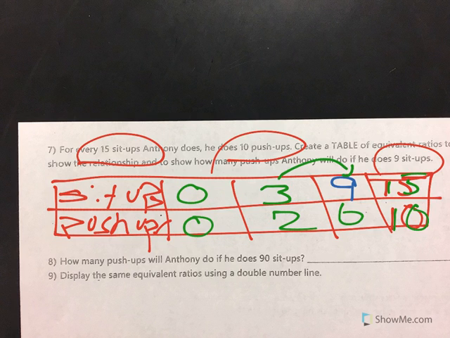Number 8 says, how many push-ups will he do if he does 90 sit-ups? Well, if I put 90 in my table over there, and I know 9 times 10 is 90, so the bottom would be 6 times 10, which is 60. So he should do 60 push-ups.